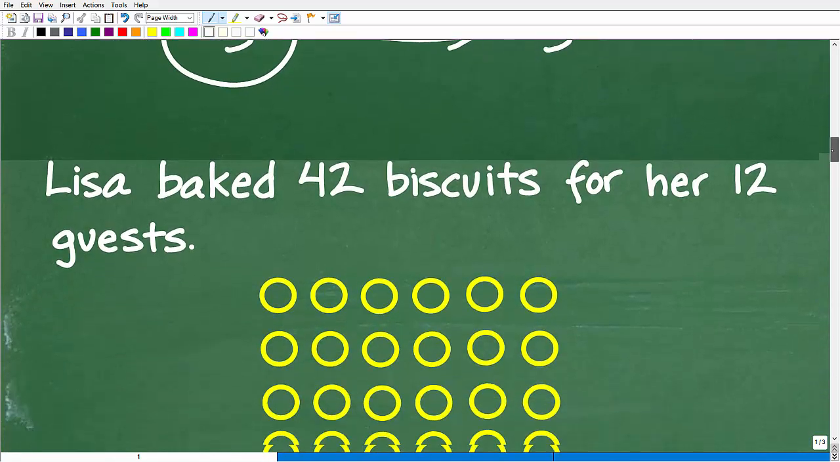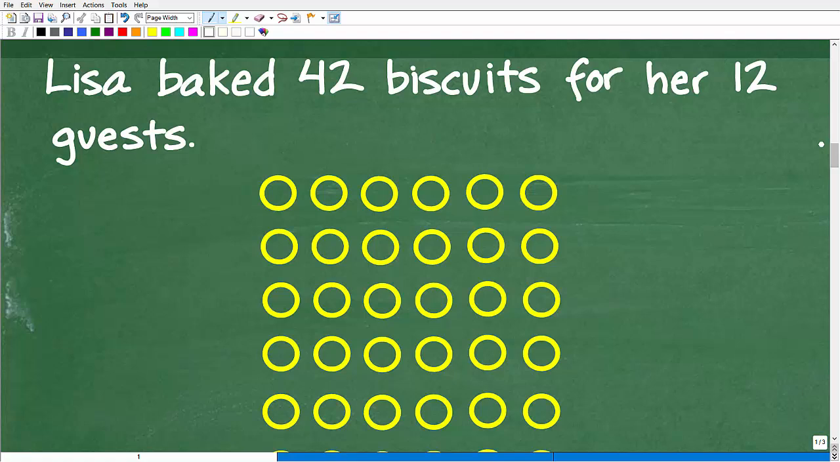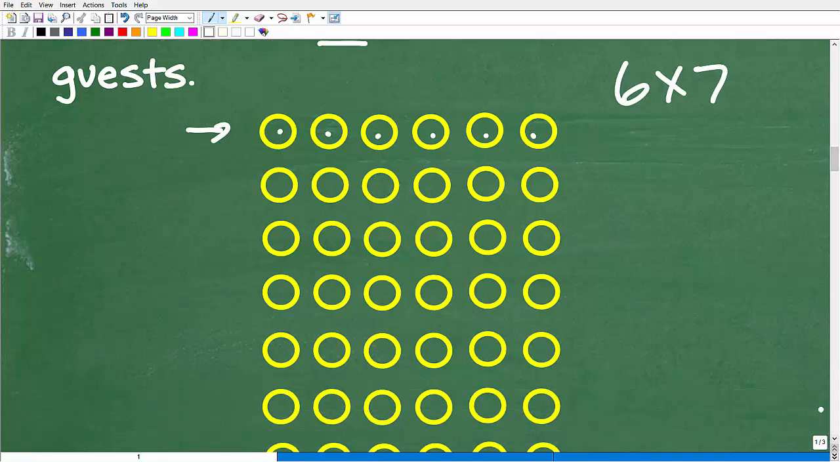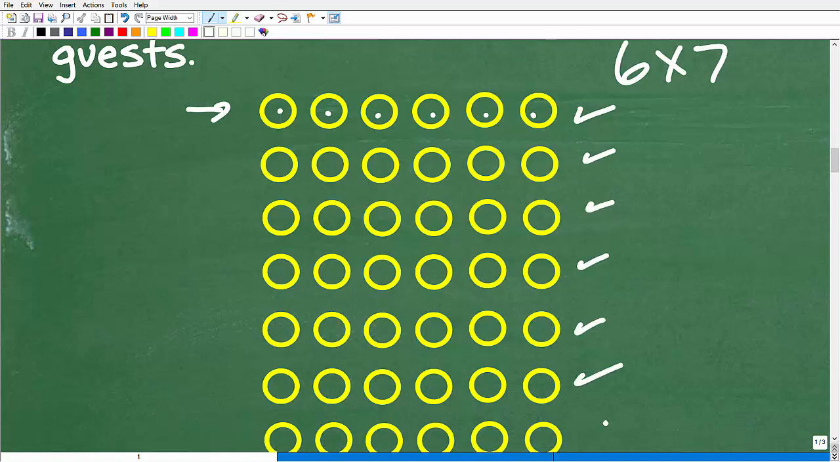All right, so let's think about how many biscuits that Lisa baked for her 12 guests. She's such a good cook. Hopefully these biscuits are really nice, but I kind of drew out some biscuits here. Now you don't have to do this. This is just me having fun with this problem. So we have 1, 2, 3, 4, 5, 6 in this row of biscuits. So 6 times 7 is 42. So we're going to have 7 rows right here. We have 1, 2, 3, 4, 5, 6, and then of course here is our 7th row.